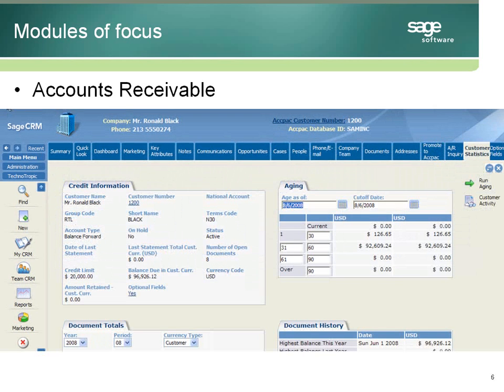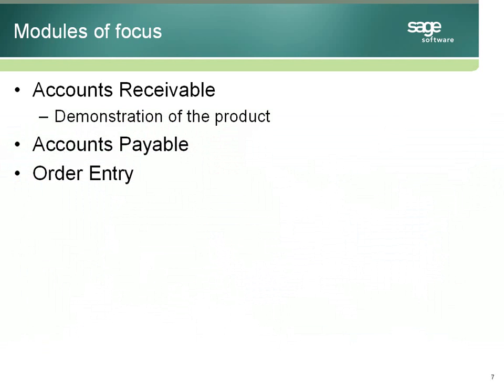The next tab is Customer Statistics. On this tab, we have credit information about Ronald Black, the specific company that we're in within Sage CRM. We also have aging. Within the aging area, we can actually age our receivables specific to Ronald Black. We also have document totals and a document history available on this tab, Customer Statistics. On the right, we can also drill in by clicking on the Customer Activity button to the actual AR data directly. Let's take a look at the demonstration now of this area.